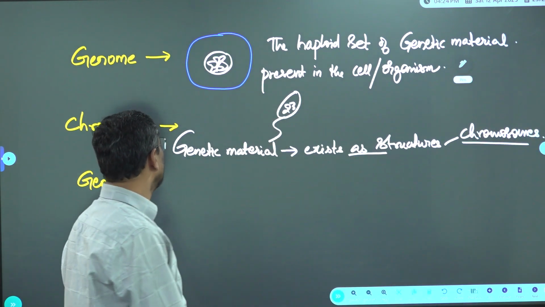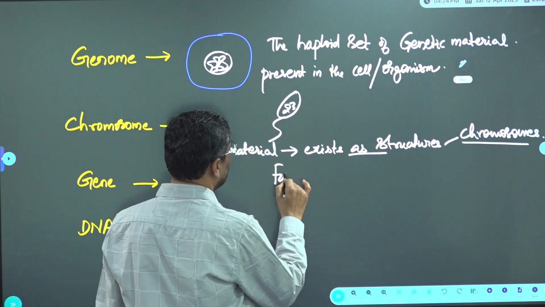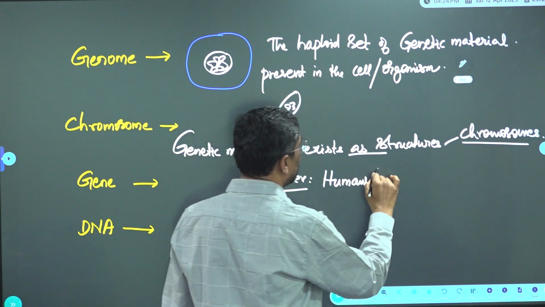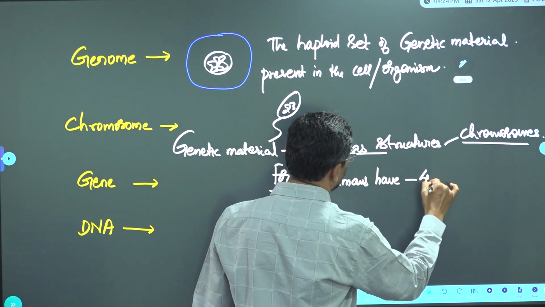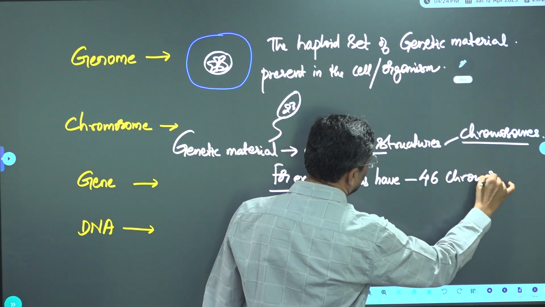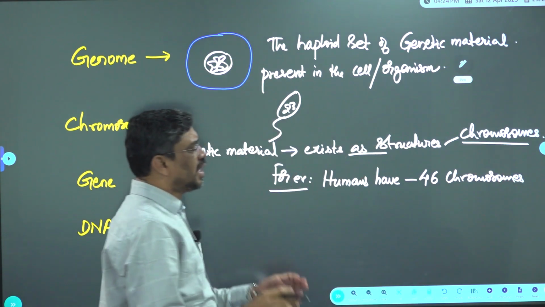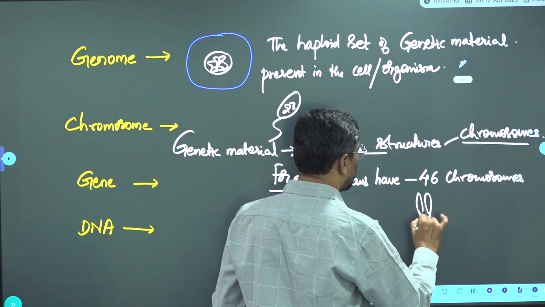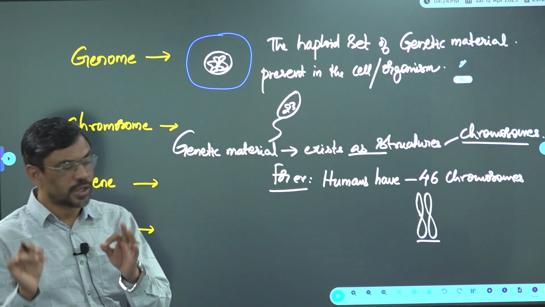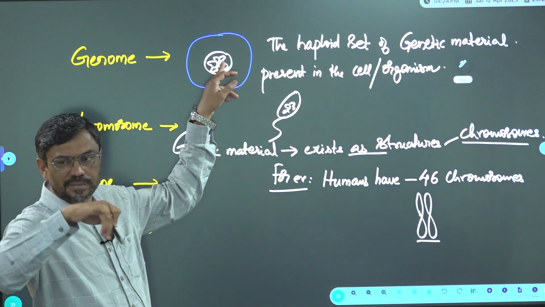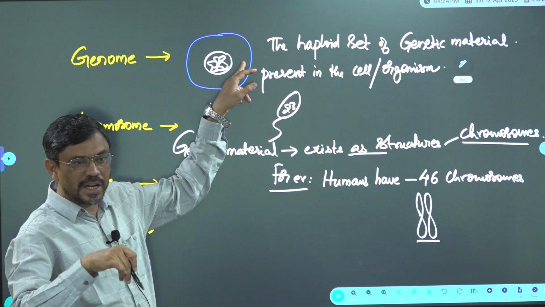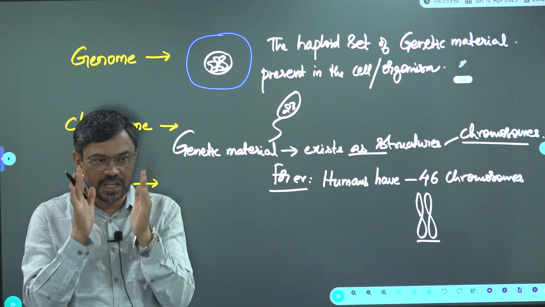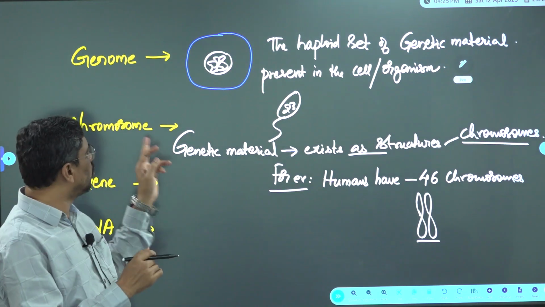Okay. So the genetic material, for example, humans have 46 chromosomes. That chromosome number is 46. They acquire a specific structure. Actually, in the nucleus, they are irregular. Got it? This is in the form of genome or in the form of chromatin. Now, this chromatin during cell division acquires a particular shape, a particular structure. That particular structure you call a chromosome.